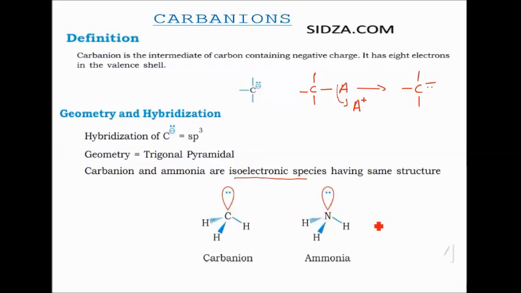And ammonia, we know, has a pyramidal shape and sp3 hybridization. So the same will be with the carbanion: sp3 hybridization, and the shape is trigonal pyramidal.